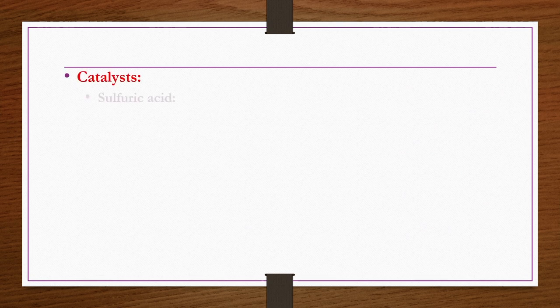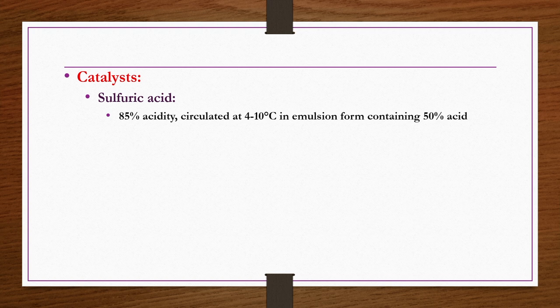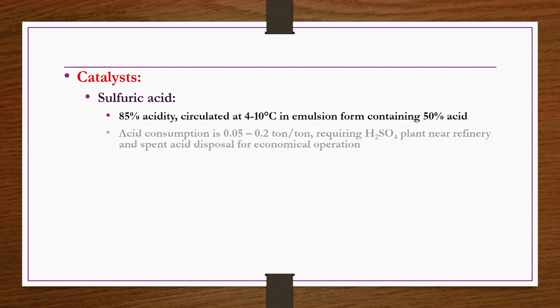Now, sulfuric acid catalyst is used, and hydrogen fluoride catalyst is also used. Sulfuric acid of 85% acidity is circulated at 4 to 10 degree centigrade in emulsion form containing 50% acid. Acid consumption is 0.05 to 0.2 tons per ton of the feed, requiring an H2SO4 plant near a refinery, and spent acid disposal also near the refinery for economical operations, because once this acid is diluted, the spent acid would also be in large quantities. Such large quantities of spent acid you cannot discard easily.